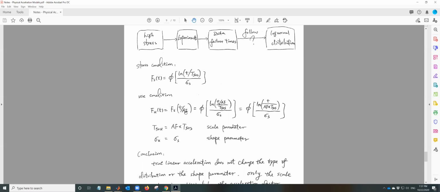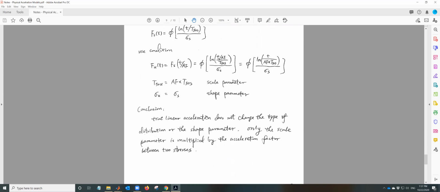Then at a use condition, we know this equation is satisfied. What we are going to do is plug this into this equation. Then what we get is that the shape parameter doesn't change, it is the same, and the scale parameter T50_s multiplied by AF is actually T50_U at the normal use condition. So true linear acceleration does not change the type of distribution or the shape parameter. Only the scale parameter is multiplied by the acceleration factor between two stresses for the log normal distribution.